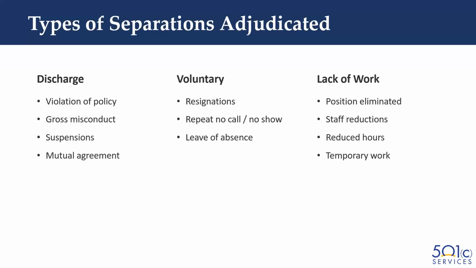Some of these are obvious, but some of them are not. So for discharges, obviously, if you fire someone for violation of policy, gross misconduct, for cause, whatever, we all know that that falls into the discharge category. But what you may not realize is suspensions. Suspensions are going to be adjudicated as a discharge. You haven't actually discharged them, but you are the moving party that separated them from work, okay? And they're not allowed to continue working. So that is a discharge. Mutual agreement, the whole like, let's just agree to part ways. I'll let you quit instead of getting fired. That is a discharge for unemployment purposes.